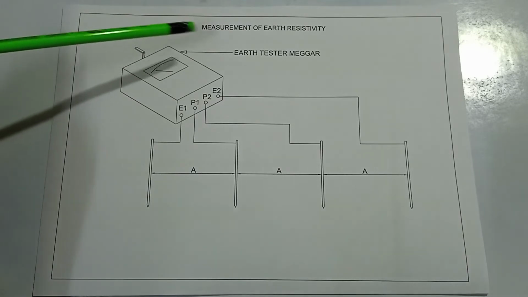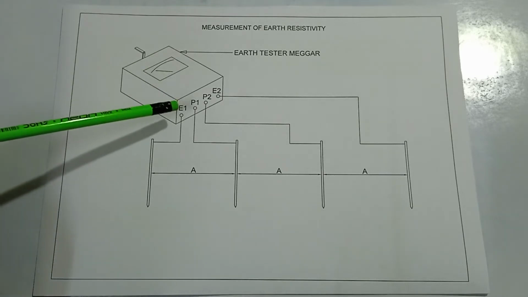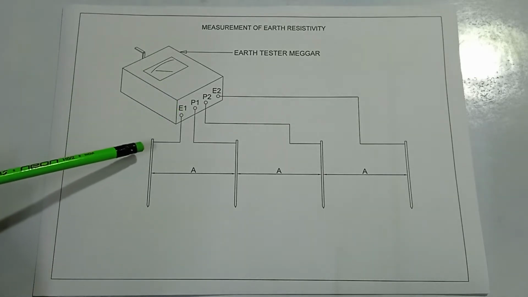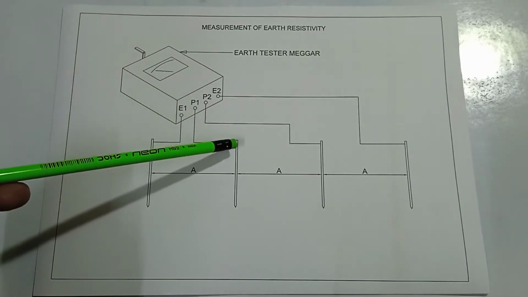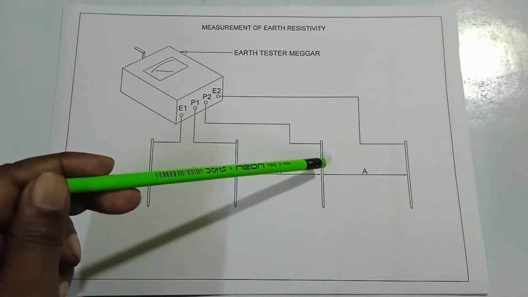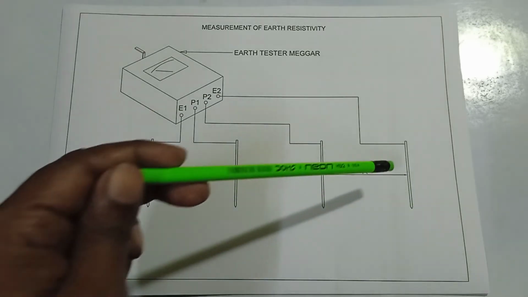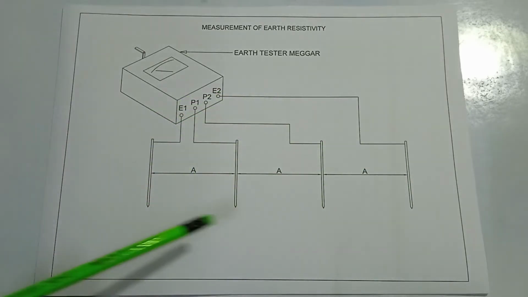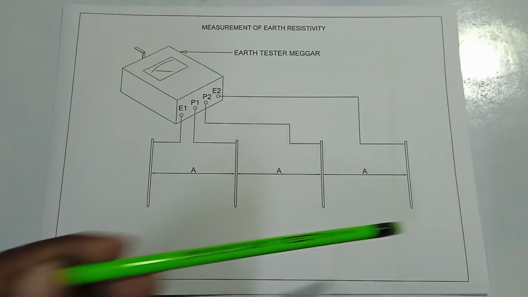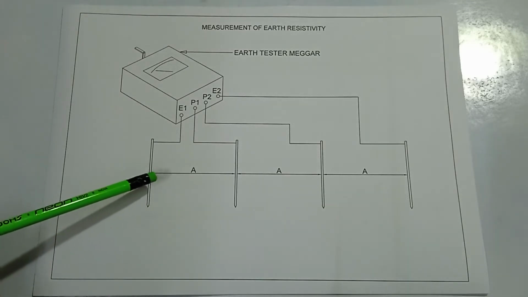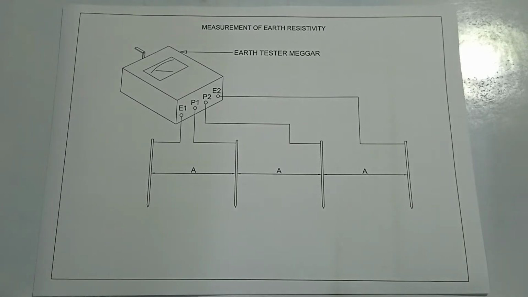Here is the measurement of earth resistivity. Again the earth tester megger is applied: from E1 it goes to a spike or stake, from P1 it goes to a stake or spike, from P2 it goes to another stake or spike, and from E2 it goes to another stake or spike. The four spikes or stakes are kept at equidistance A. Okay, next.